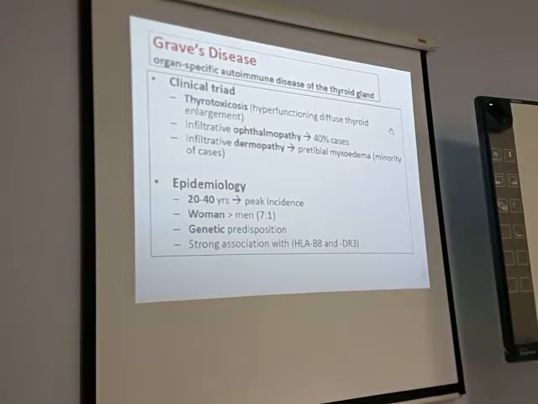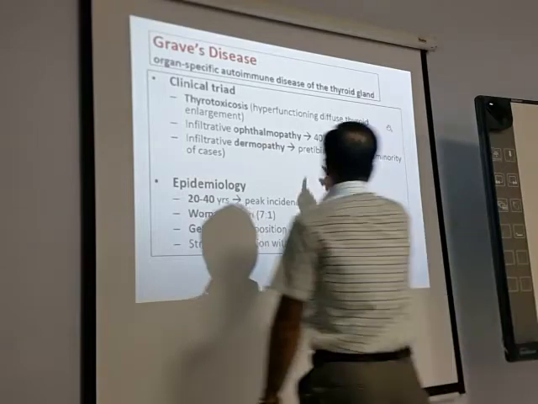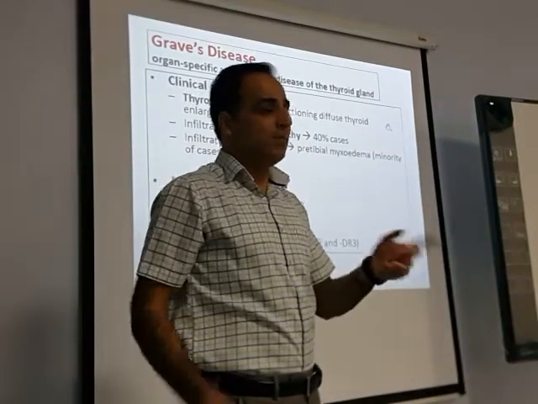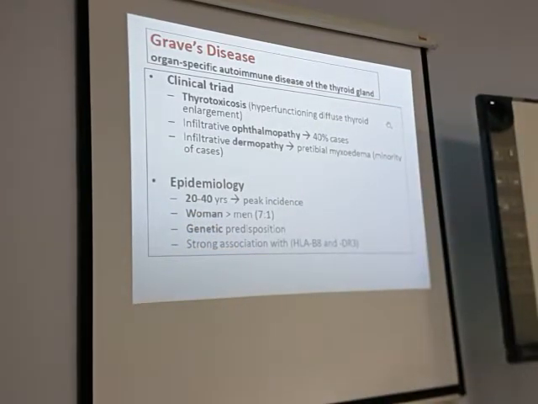First of all, there will be hyperfunctioning of the thyroid gland, which is thyrotoxicosis. Second, ophthalmopathy, eye signs, which are seen in 40% of the cases. There will be protrusion of the eyeball, which is also known as proptosis. And in a minority of patients, you will see dermopathy, infiltrating. Here you will find pre-tibial myxedema, a swelling in front of the tibia. Myxedema is hypothyroidism, but here there is pre-tibial myxedema.